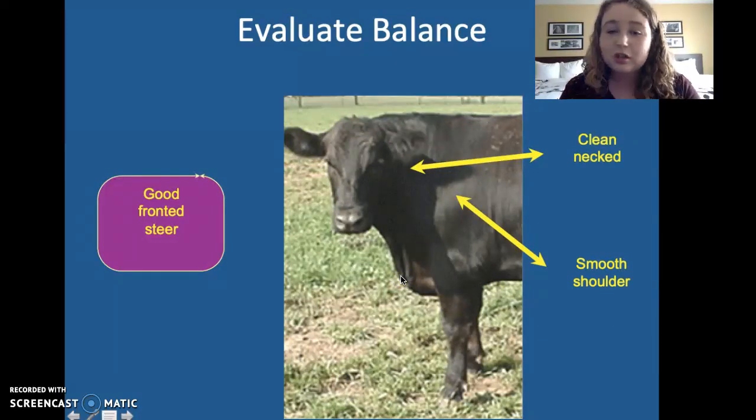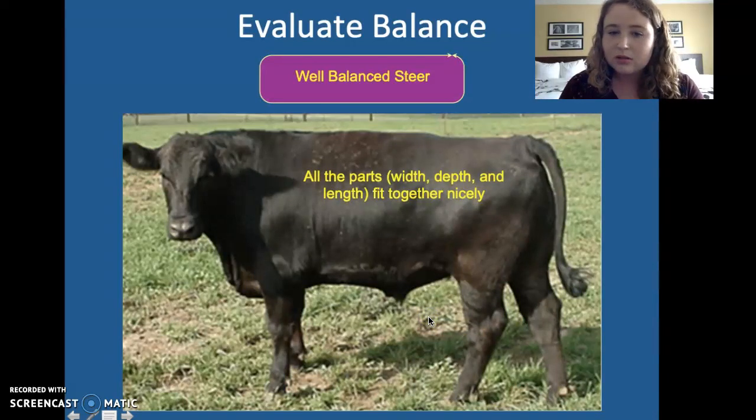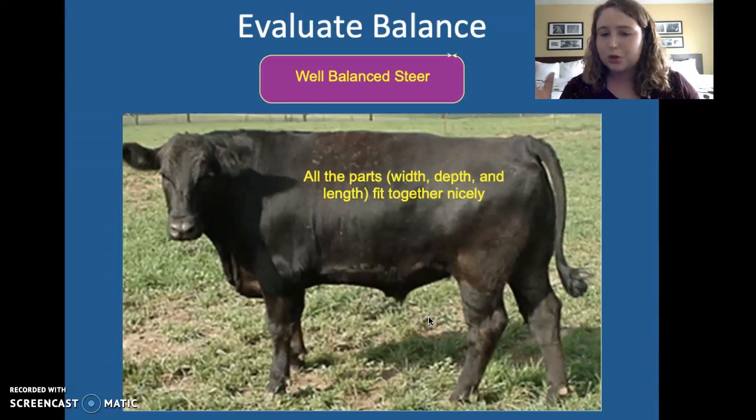Okay, here's a good fronted steer. So they're not really fat, they're smooth shouldered. That would be ideal. And then here's another picture where all the parts just fit well together, and this is what you want in a market steer.